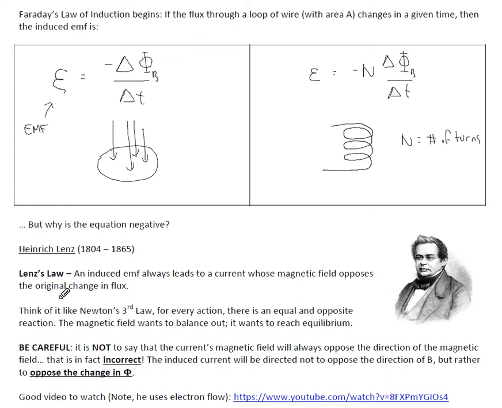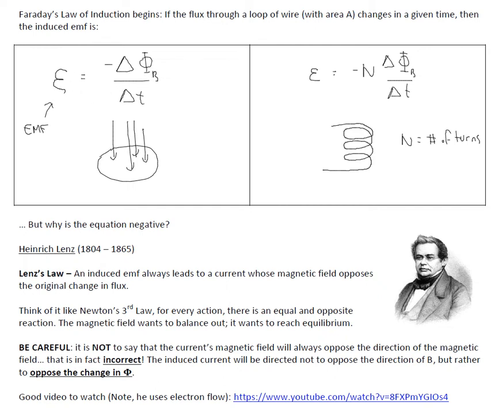Because a guy called Lenz later came along, and he discovered that the induced EMF always leads to a current whose magnetic field opposes the change in flux. So it all comes down to Newton's third law. For every action, there's an equal and opposite reaction. The world wants to stay as it is. So along comes this magnetic field, and the current and the EMF that's produced is going to oppose that change. Calculation-wise, it's straightforward. If you know the magnetic field and you know the change in magnetic field in time, you find a voltage.